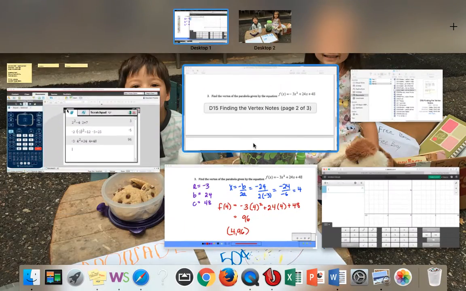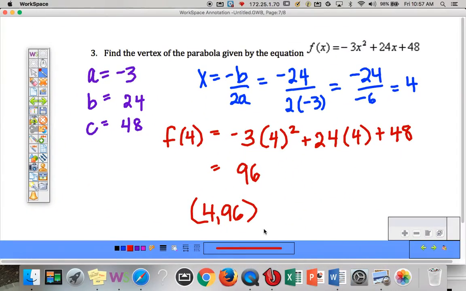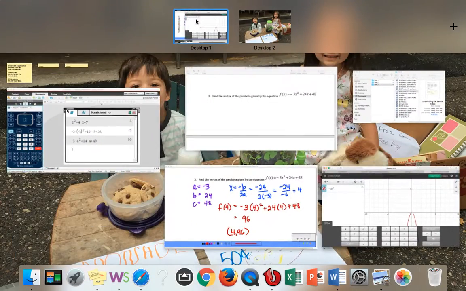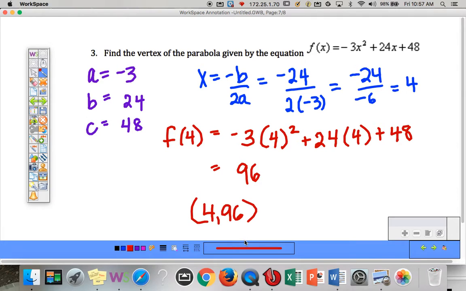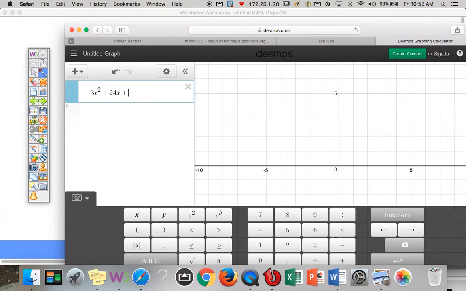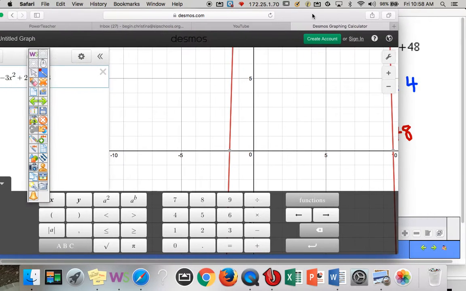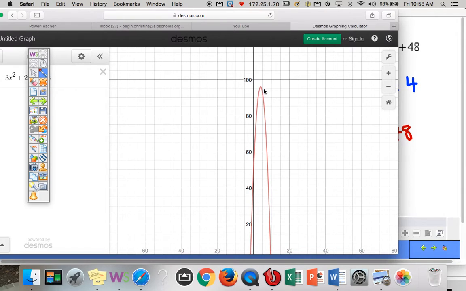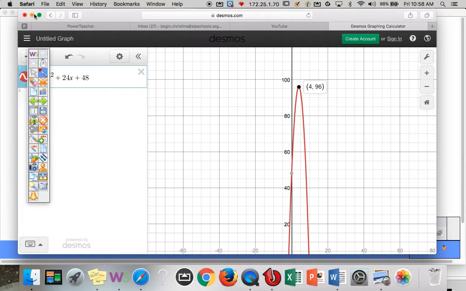So I'm going to type in the equation. Whoops. Let's go back here. -3x squared plus 24x plus 48. Okay, and let's zoom out because we know that our vertex will be 96. And if you take a look at there, it is (4, 96). So you can see what it looks like on the graph.